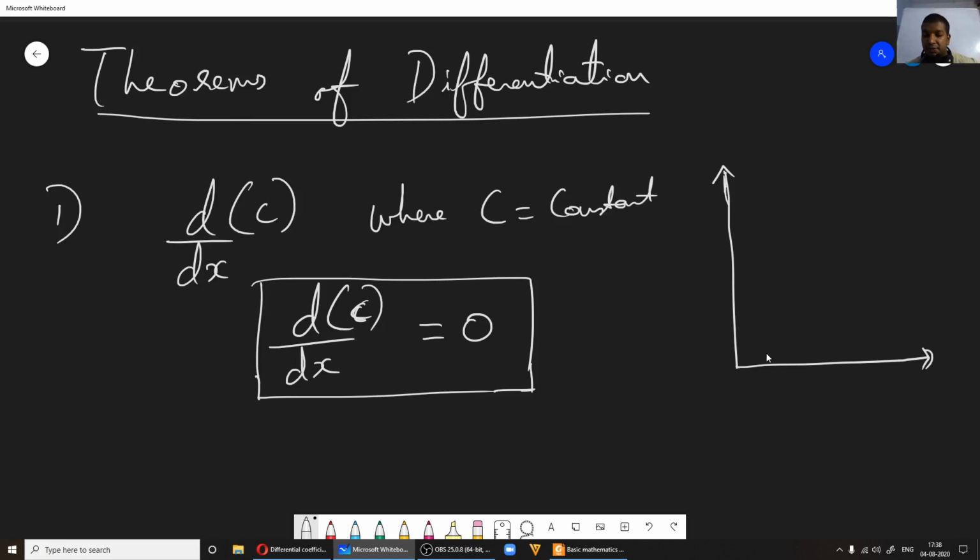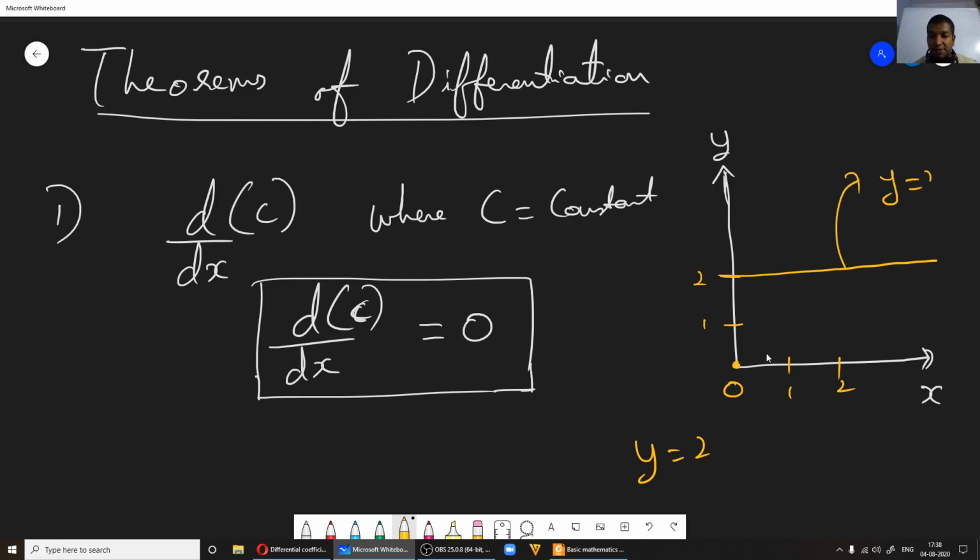Calculus. Okay, now say this is x and this is y. Now let us consider the equation y is equal to 2. So this is 0, 1, 2, then this is 1 and 2. Now y is equal to 2, what does it represent? It represents a straight line, is it not? So this itself represents y is equal to 2.